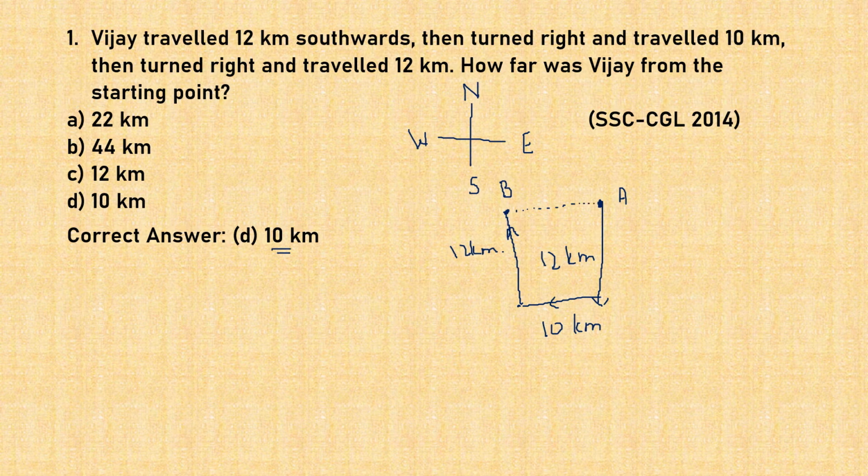If you look at this figure, it's a kind of rectangle which is placed on the base of 10 kilometers. So obviously if the opposite sides of a rectangle are equal, what would this side be? Yes, it would be 10 kilometers, and that is how we get our answer to this question.